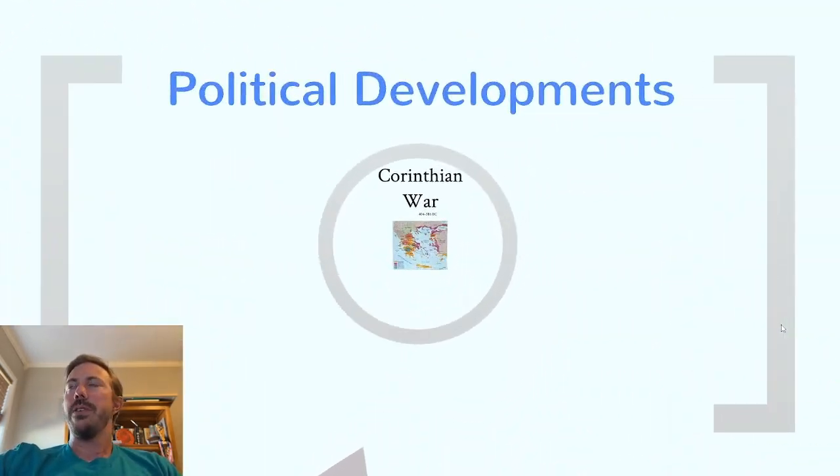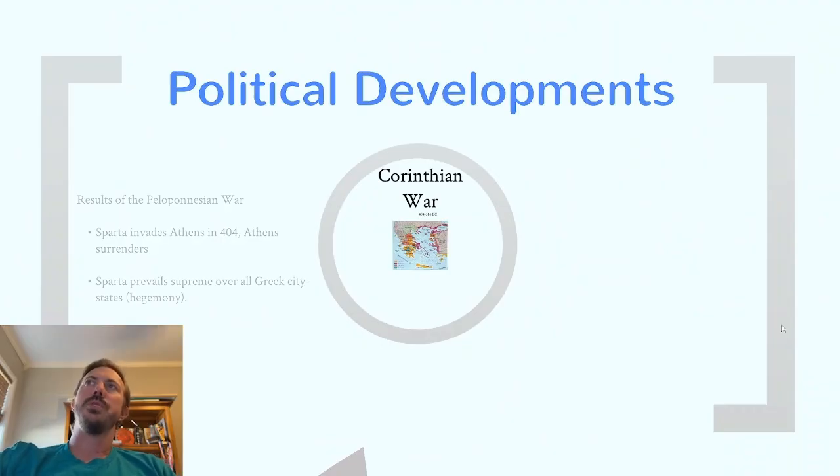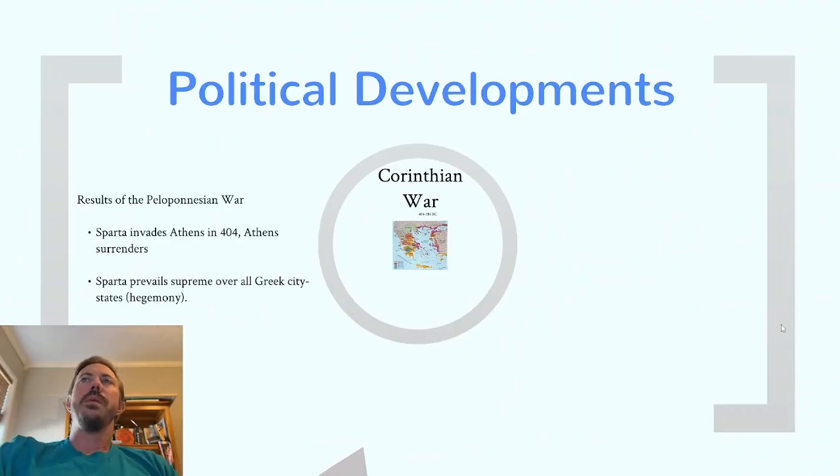Here's the aftermath. Here are some political developments which occur after. So the result of the Peloponnesian War is that Sparta invades Athens in 404. Athens surrenders. Sparta prevails supreme over all Greek city-states and has hegemony. Hegemony is a fancy word for control over everything.